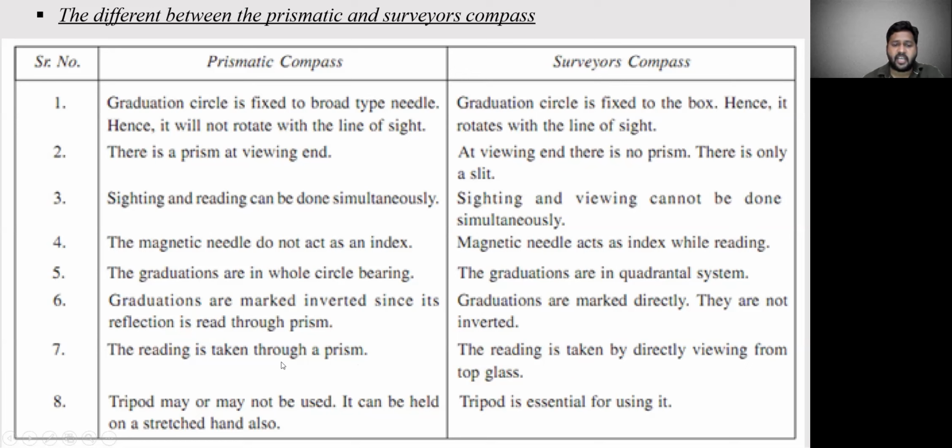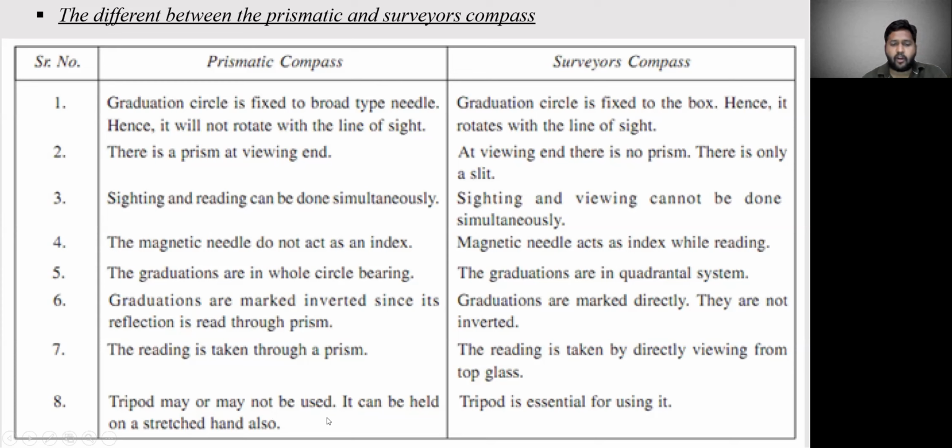In the prismatic compass, the reading is taken through a prism. In the surveyor compass, the reading is taken by directly viewing from the top glass. Whatever bearings we collect on the prismatic compass, we collect through the prism, whereas in the surveyor compass we collect them directly. Mirrors are placed on the surveyor compass, and with the help of those mirrors we can directly take the readings or bearings.